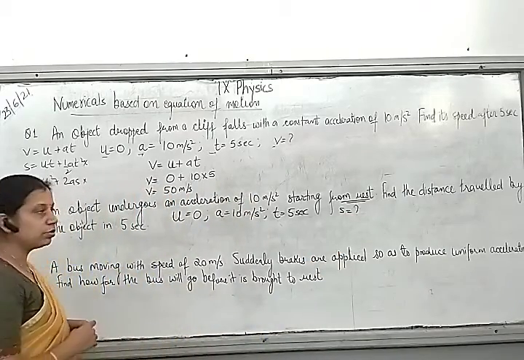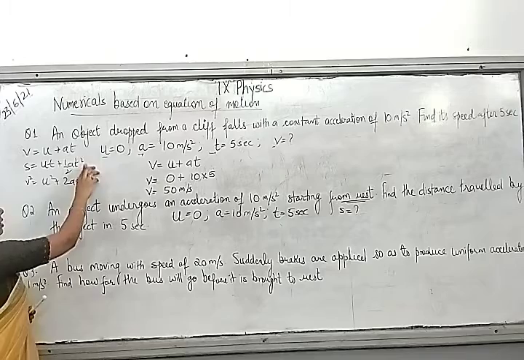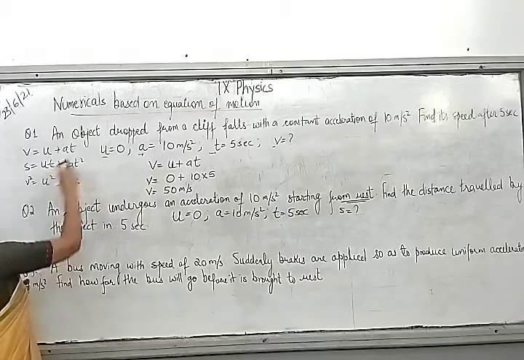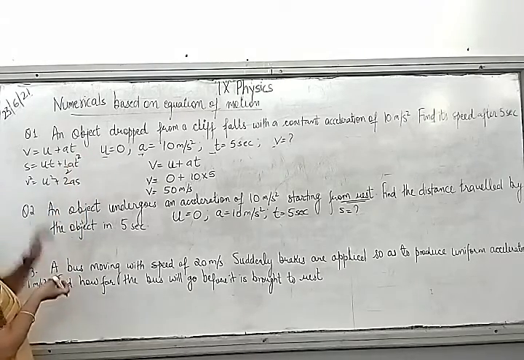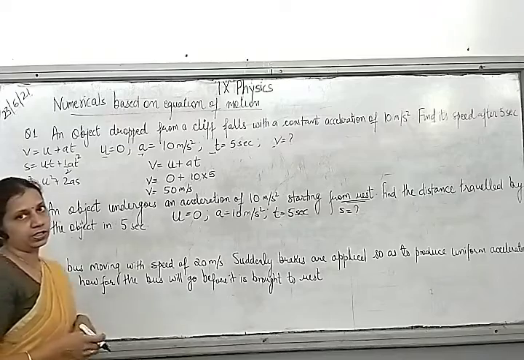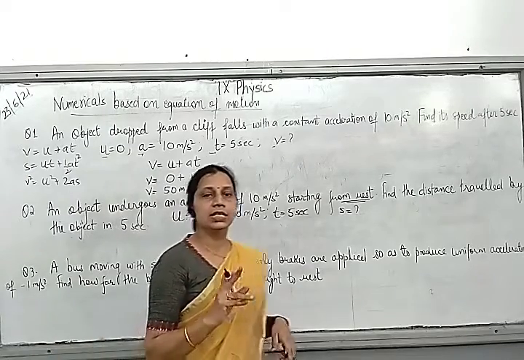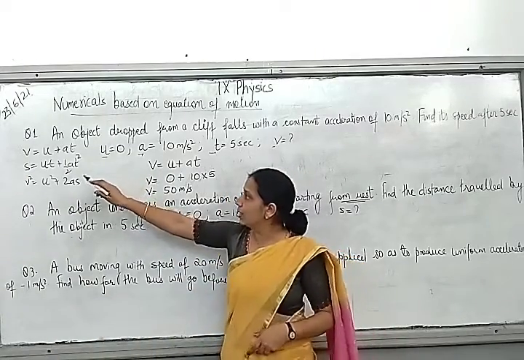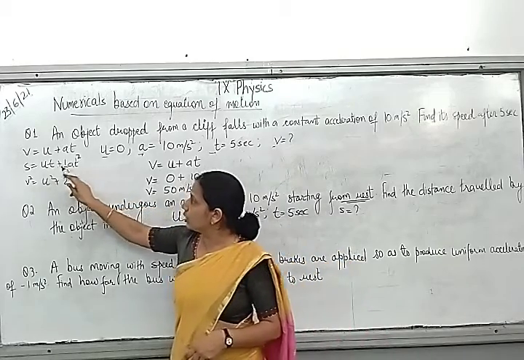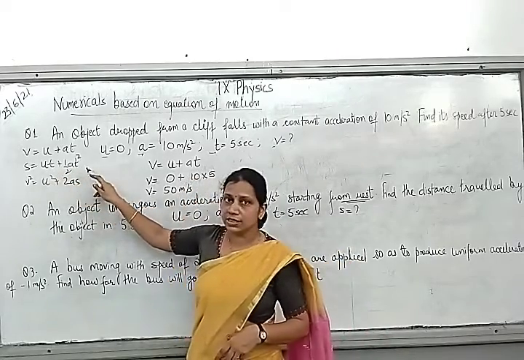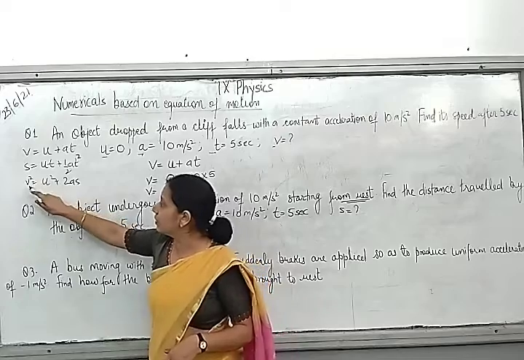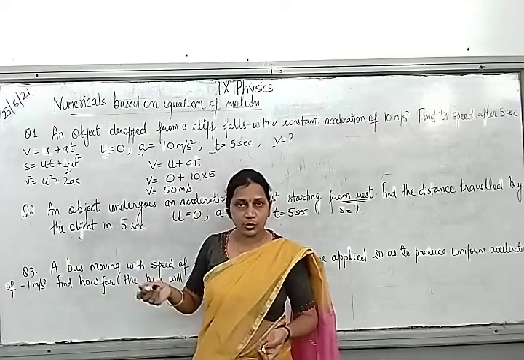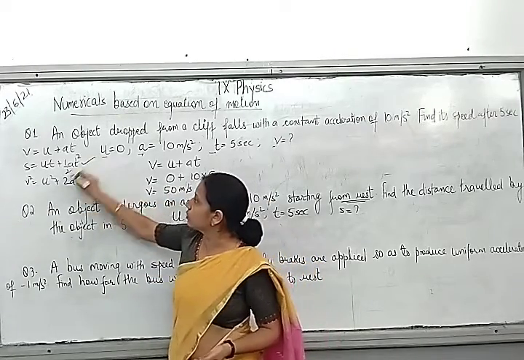Which equation can you use? You cannot use the first equation because s is not there. So for finding s, you have either the second equation or the third equation. If you see clearly, in the second equation you have all the variables. In the third equation, you require v, which is not given. So you can use the second equation because you have all this.